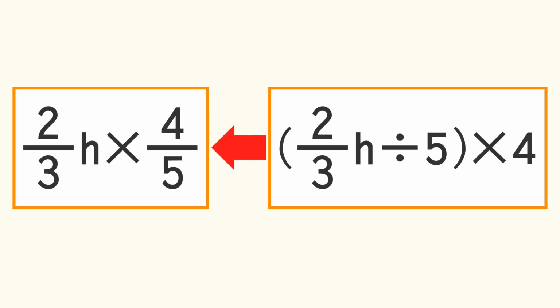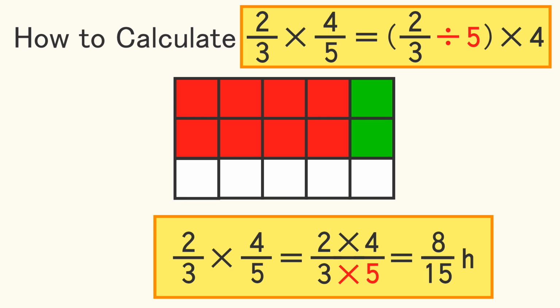By the way, by rewriting dividing by a whole number and then multiplying by another whole number as multiplying by a fraction, we can use the calculation technique for multiplying fractions and avoid the need for direct division, which might make the calculation complicated.